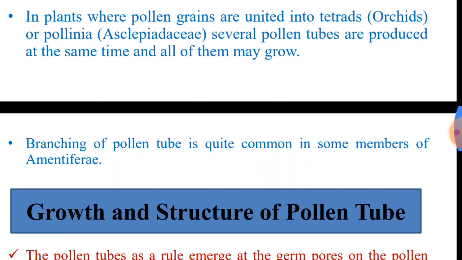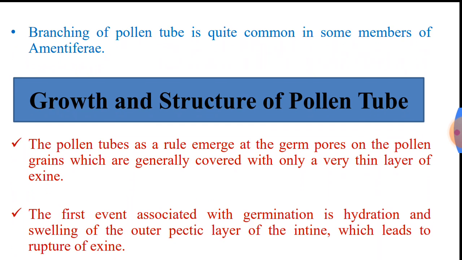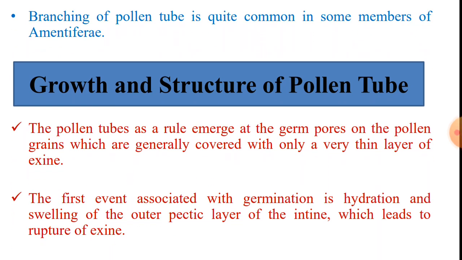diminish. In plants where pollen grains are united into tetrads, for example orchids, or pollinia, for example in family Asclepiadaceae, several pollen tubes are produced at the same time and all of them may grow. Branching of pollen tube is quite common in some members of Amentiferae. Now growth and structure of pollen tube.